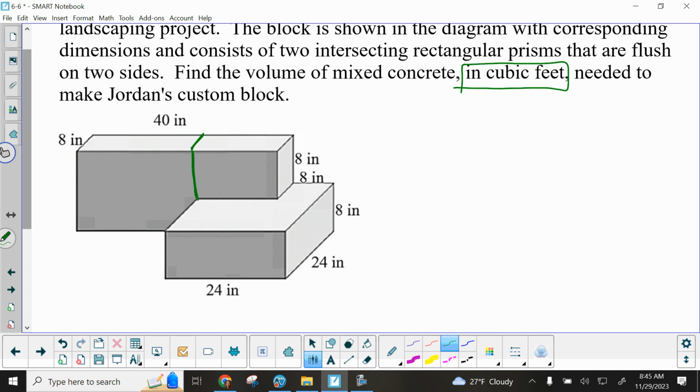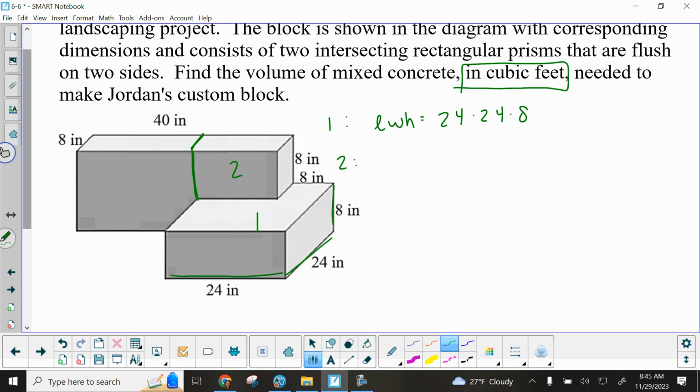I think I'm going to keep the bottom block intact and then cut the top block. That makes the most sense in my brain. So for the bottom one, I have length times width times height for that rectangular prism. So I have 24 inches times 24 inches times 8 inches. So my length, my width, and my height. So I did the whole bottom block. So that's, I'm going to call that block 1.